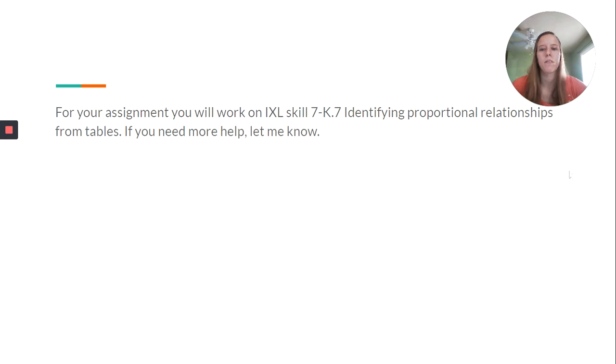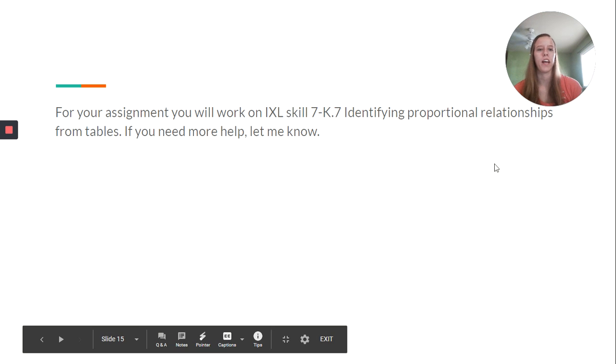So your assignment is going to be working on an IXL skill 7-K.7, identifying proportional relationships from tables. So if you need more help, let me know. With this skill, the goal again is a SMART score of 100, but I do not want you spending more than half an hour on this one skill. So if you get to 30 minutes, just stop, and that's where you're at for this skill, okay? I don't want you working on it more, especially if you're not getting other things done. If you're confused about that, let me know.